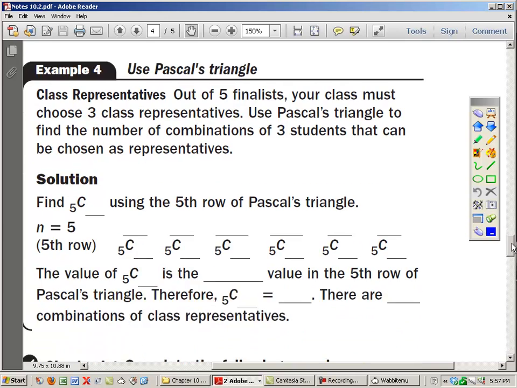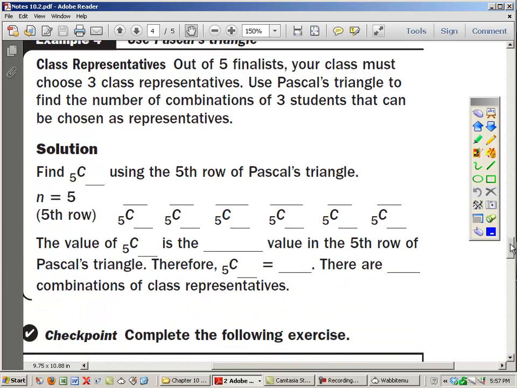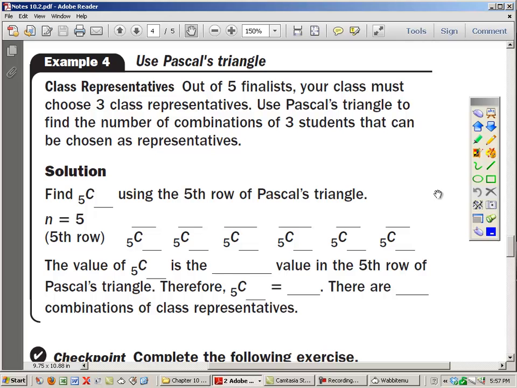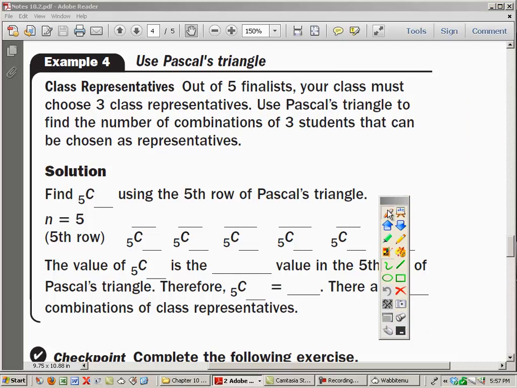So let's actually use this. All right? It says out of 5 finalists, your class must choose 3 class representatives. Use Pascal's triangle to find the number of combinations of 3 students that can be chosen as representatives. I want to do 5 choose 3. I don't want to plug this in my graphing calculator. Maybe I forgot it. And again, you guys get it. You can certainly plug this into the calculator. You could do 5 factorial over 2 factorial times 3 factorial and get the same thing. But instead, let's use those entries in Pascal's triangle.